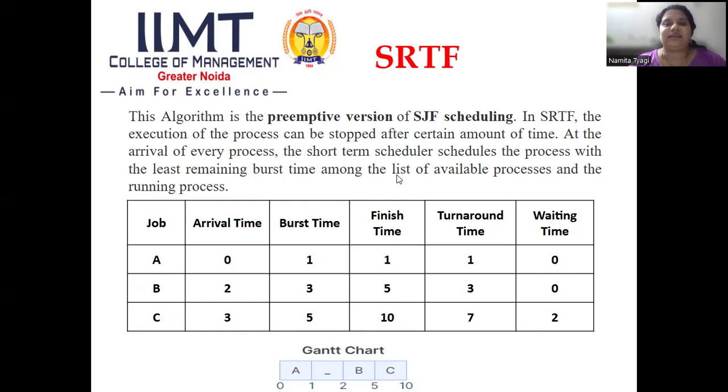It is very similar to shortest job first scheduling, in which the short-term scheduler looks for the process having the least remaining burst time, which will be executed first among the available processes in the ready queue as well as the running process. It is the responsibility of the short-term scheduler to decide which process will be executed first. So it will decide that whichever has the least remaining burst time will be executed first.